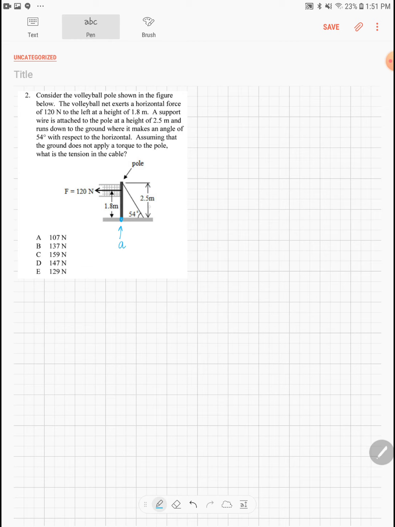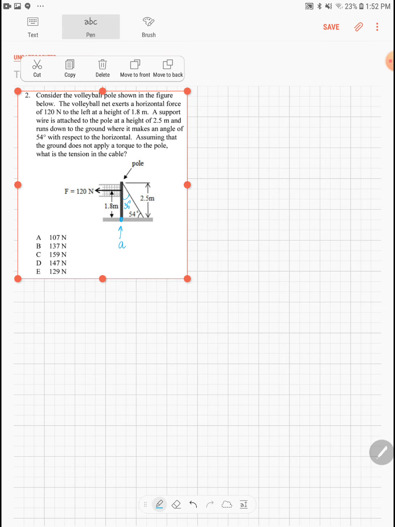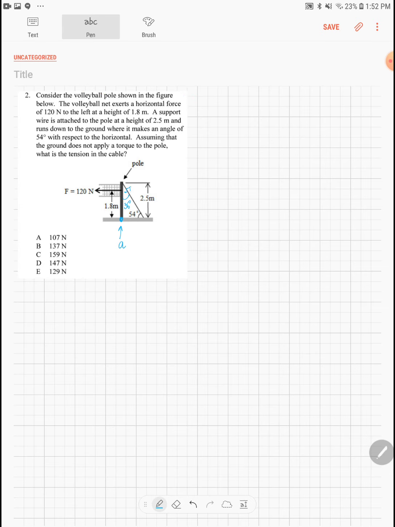So let me remove it here. As shown over here, the distance to where the force is applied by the net is 1.8 meters, and this angle is known. Just anticipating that we'll have to find this angle, it will be 36 degrees. Okay, what I need is to find the tension in this rope, in this cable. Everything is in static equilibrium.